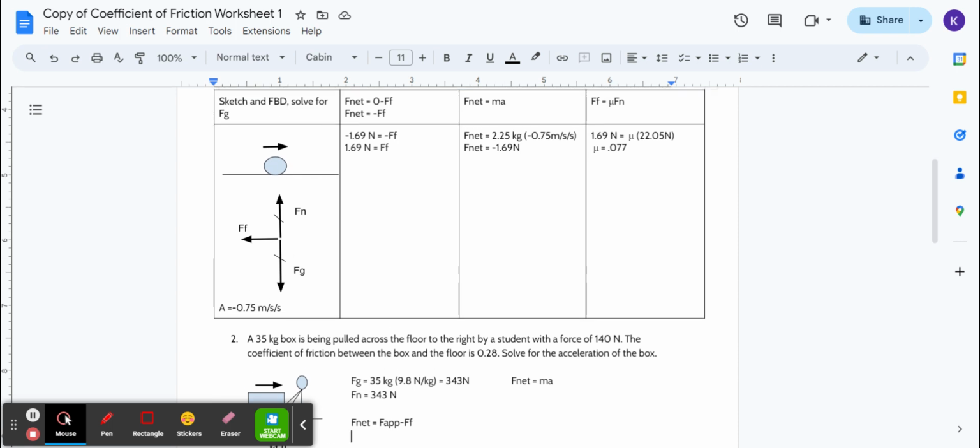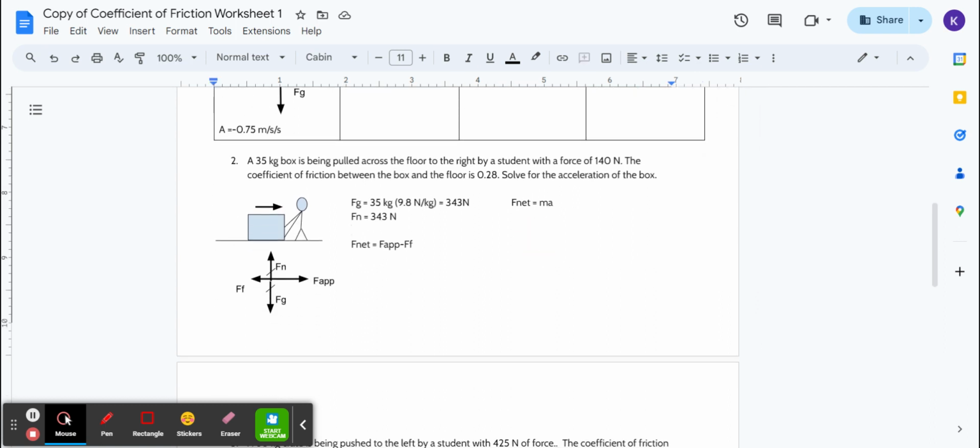So in this case, because the coefficient of friction is given, 0.28, I'm actually going to be starting with the friction equation. I'll paste it in here. Friction equals mu times Fn. I don't know Ff. I do know the coefficient, 0.28. And I do know the normal force, 343 newtons. The coefficient doesn't have a unit. So when I multiply 0.28 times 343, I get newtons. It's 96.04 newtons.